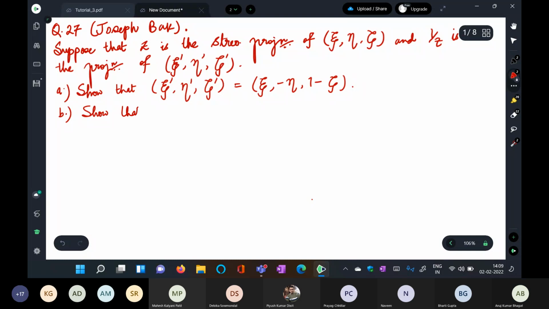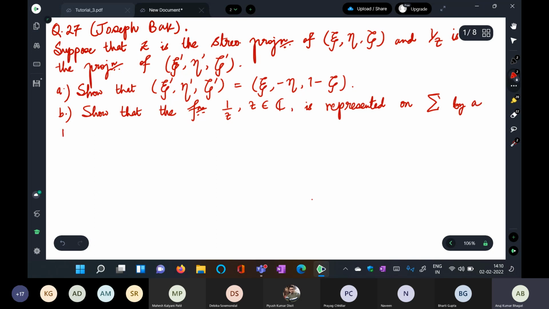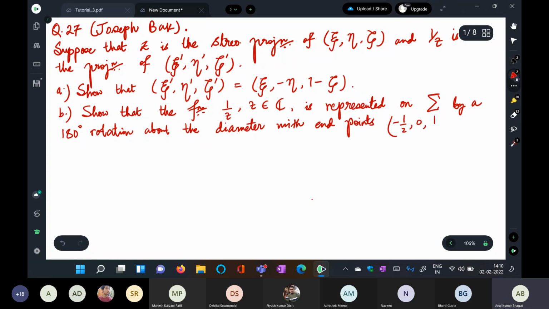Show that the function 1 over z, z in C, is represented on the stereographic projection sphere by a 180-degree rotation about the diameter with endpoints minus half, 0, half, and half, 0, half.